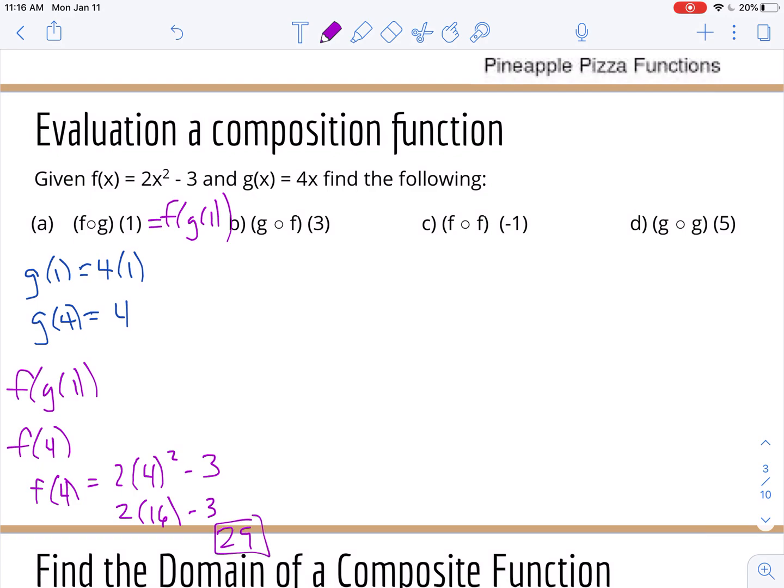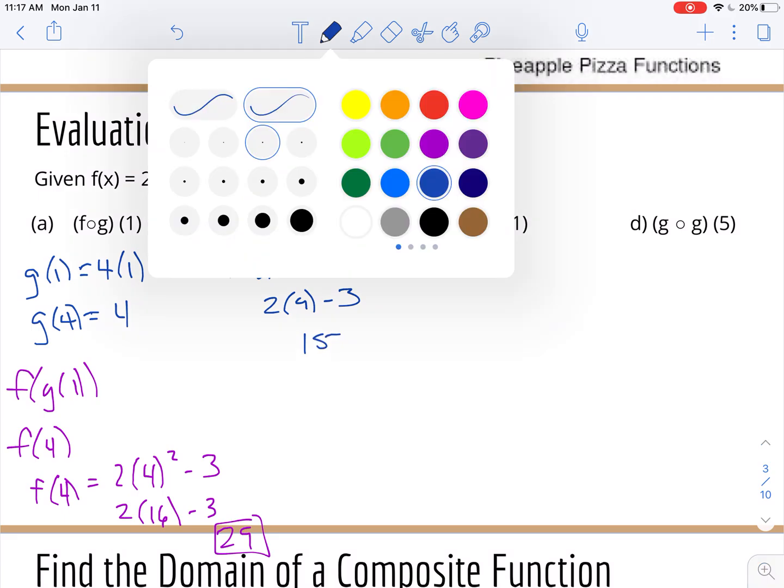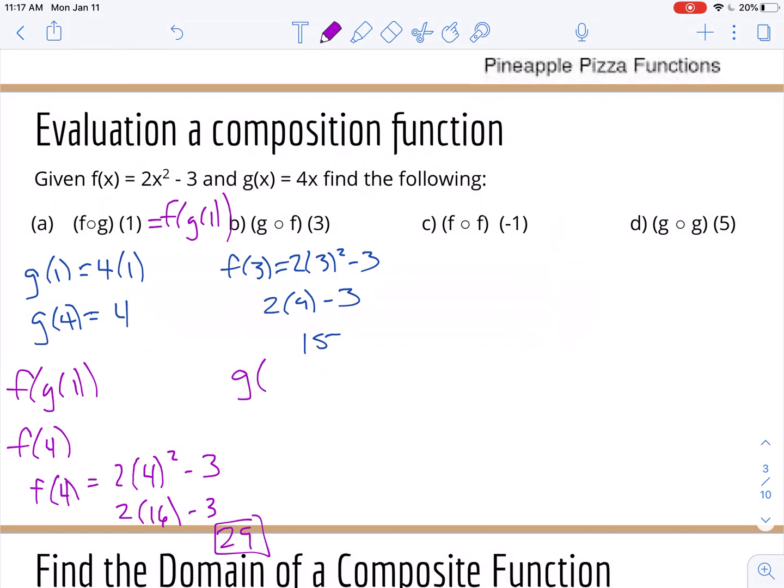If I am given a number and I want to figure out the value of the composite function, I always work right to left. I plug the number into the right function and then I plug the result into the left function. So for example, I've got g of f of 3, so I'm going to find f of 3. 2 times 3 squared minus 3, 2 times 9 minus 3, this is 15. Now I need to figure out what g of 15 is, which is 4 times 15, which is 60. So g of f of 3 is equal to 60.